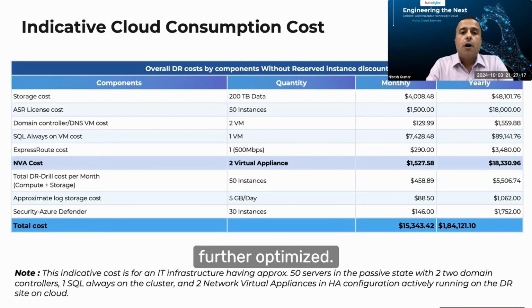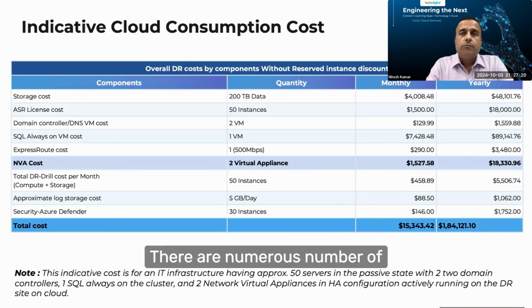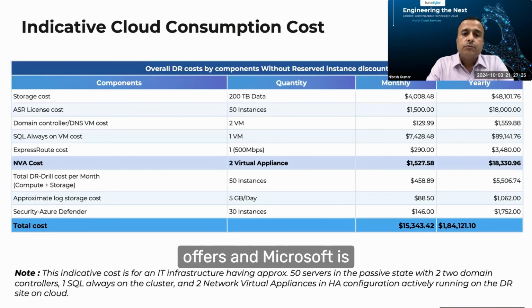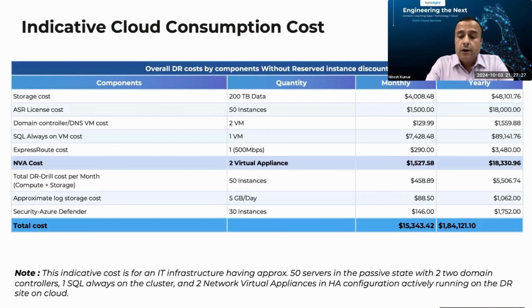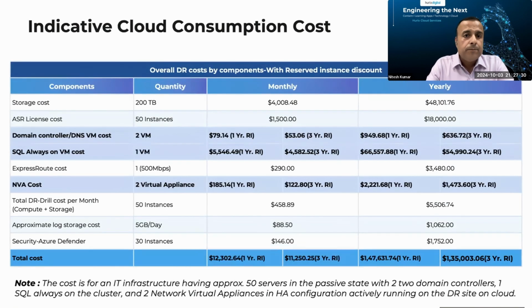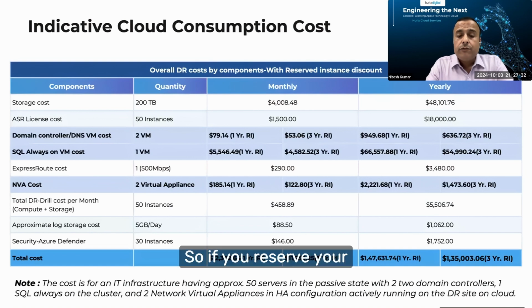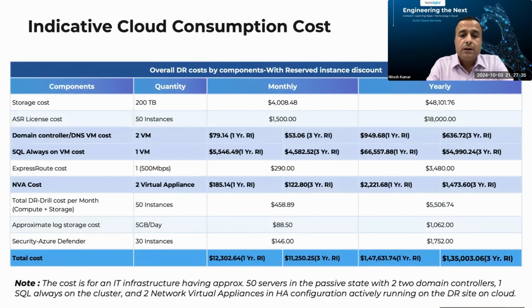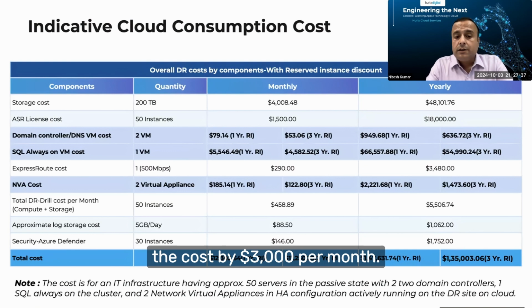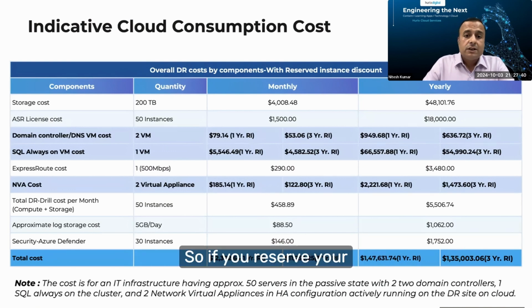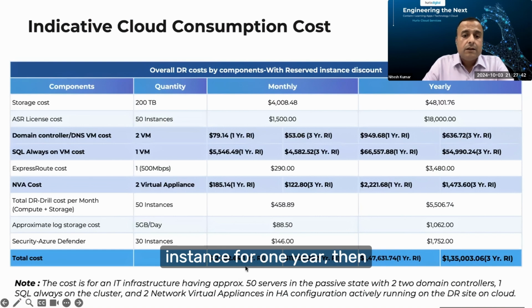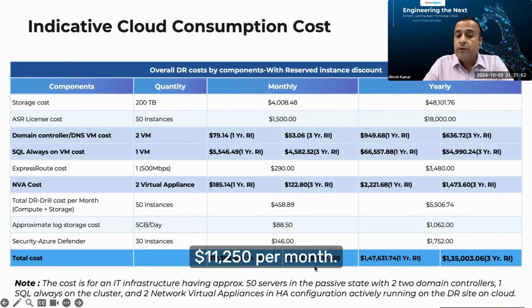This cost can be further optimized. There are numerous cost optimization measures that any cloud service offers, and Microsoft is pretty good in that. One of the measures is reserving your instance. If you reserve your instance, then you can bring the cost down by $3,000 per month. So if you reserve your instance for 1 year, then your cost will be $12,000 approximately. If you reserve it for 3 years, then the same cost will go down to $11,250 per month.